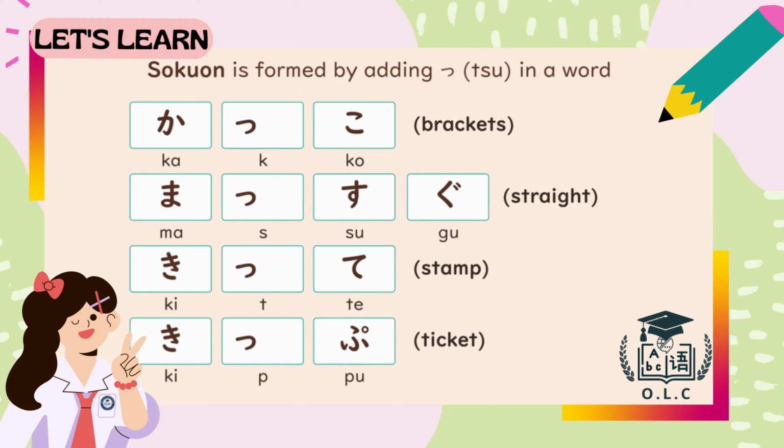And when it does, the sound becomes a glottal stop. So it's the sound of ut, ut. However, this use of SOKUON is less common, and it's generally used to indicate the speaker's surprise or anger. Okay, so let's now move on and practice reading words that have SOKUON sounds.